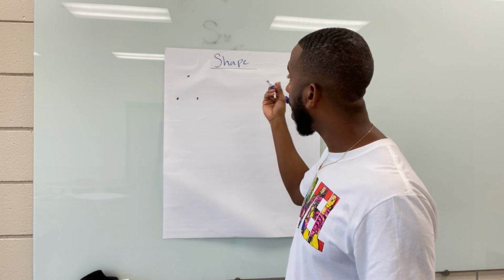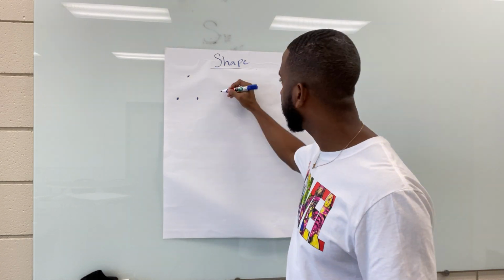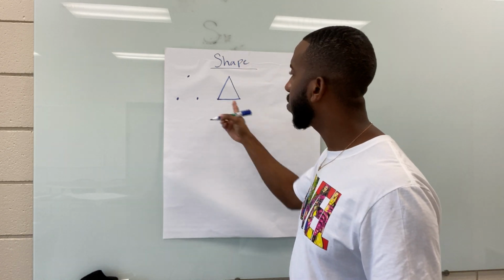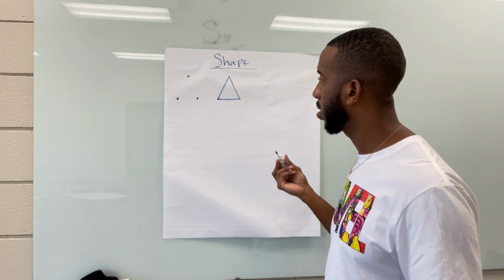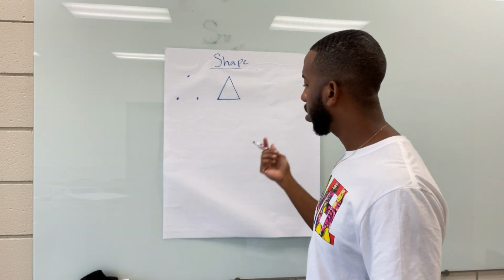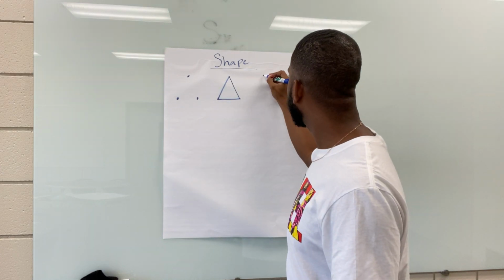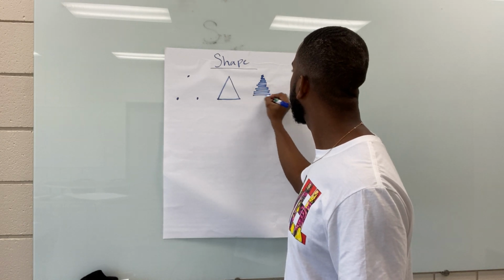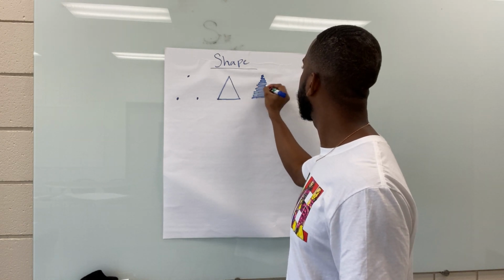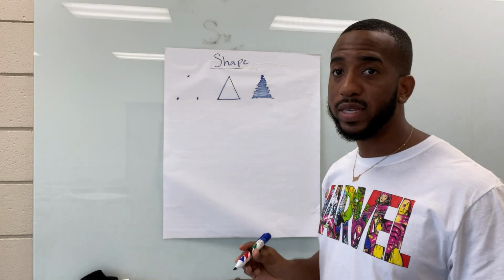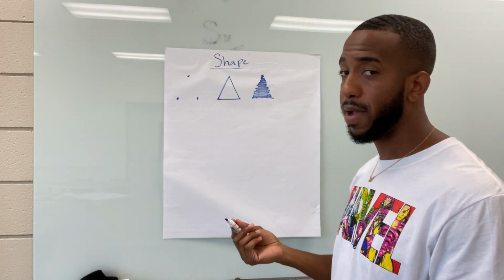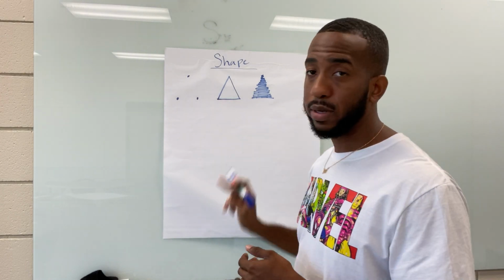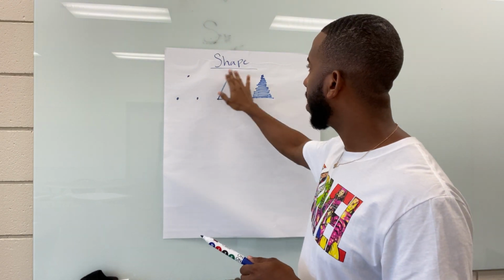Or I could use line, which is the predominant way of making shapes, and I could allow those lines to connect with each other and interact with each other to create a triangle. Or I could also use color or shading to create the idea of a triangle. All of these have the same shape, right? But there are different methods that we use to get the same shape over and over again. So that's the whole idea of shape.